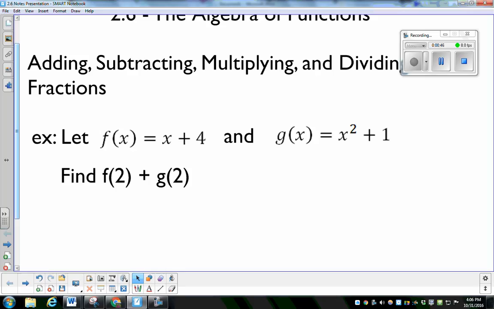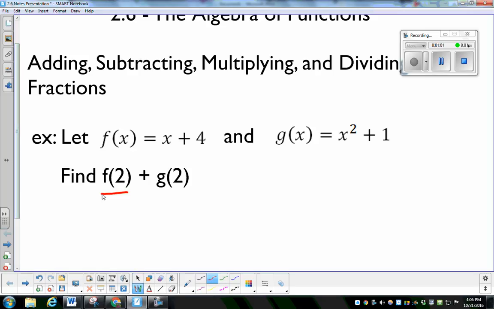All right, I hope you wrote it down. So what we're going to do here is we know how to find these things on their own. We know how to find f of 2. That means we put a 2 in for the x. And we know how to find g of 2. That means we put a 2 in for the x. So all we have to do is find those two separate things, and then we add them up.